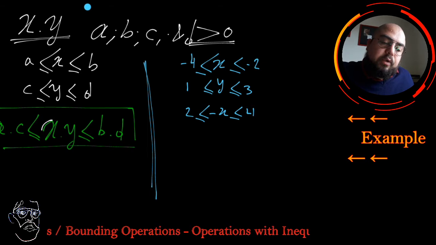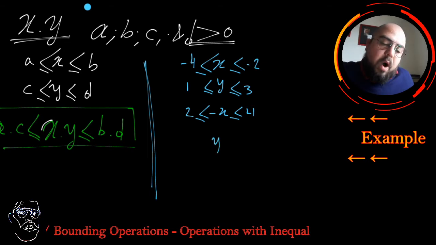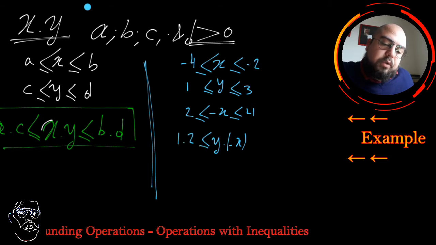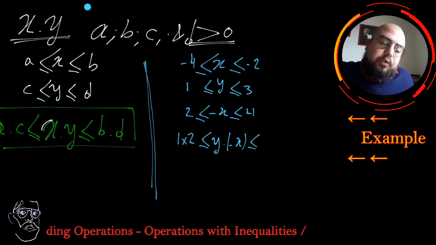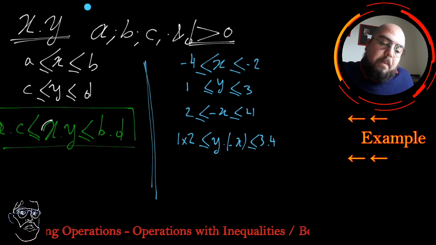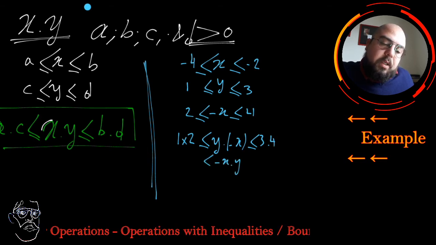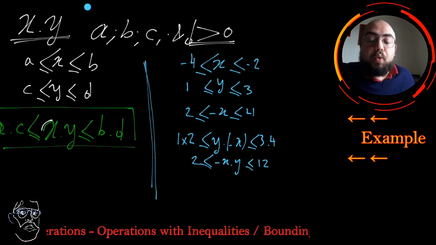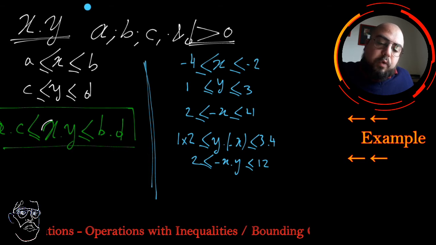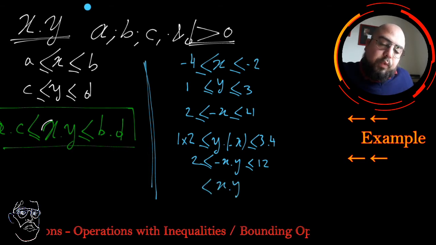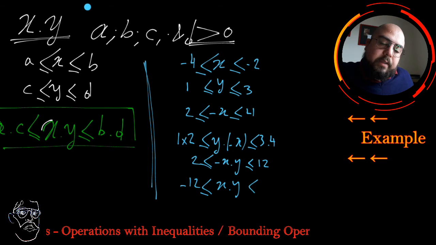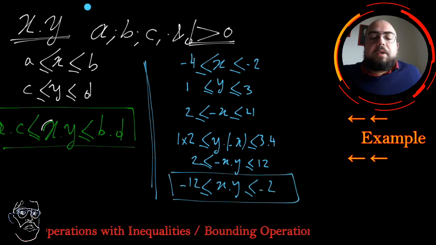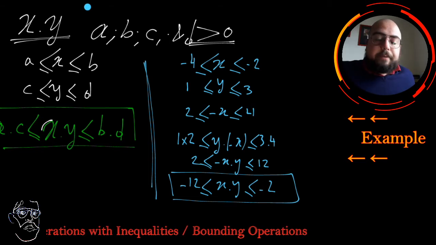And right now I can do the multiplication, so y times minus x is between 1 times 2 and 3 times 4. So minus xy will be between 2 and 12. I'm interested in x times y, so I need to take the opposite. So x times y is between minus 12 and minus 2. So this is how you find the bounding of x times y.